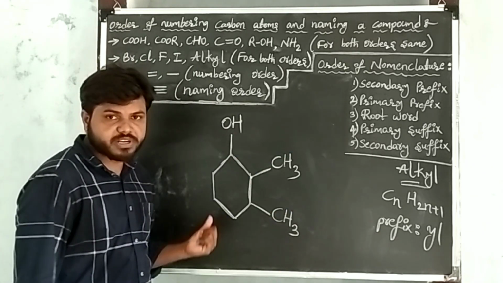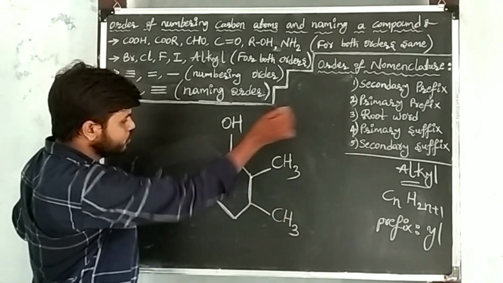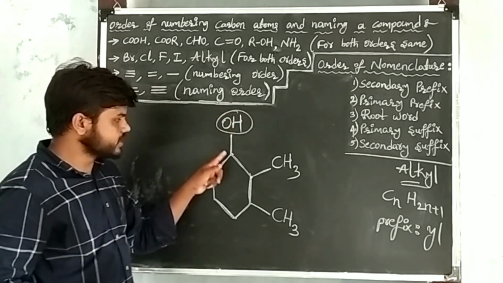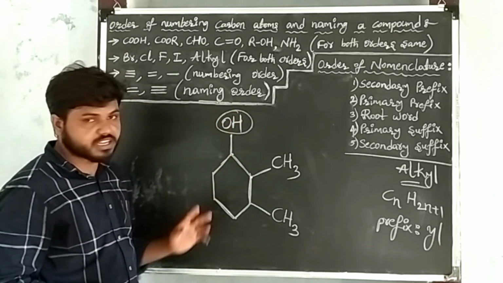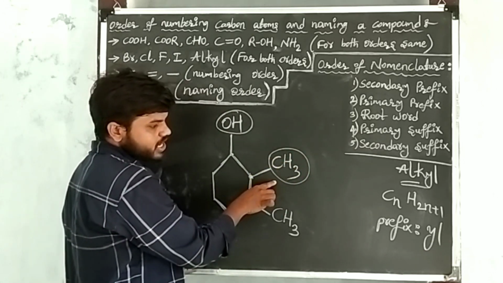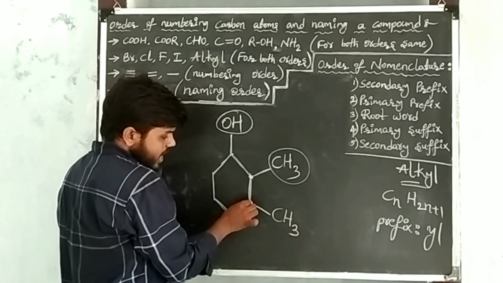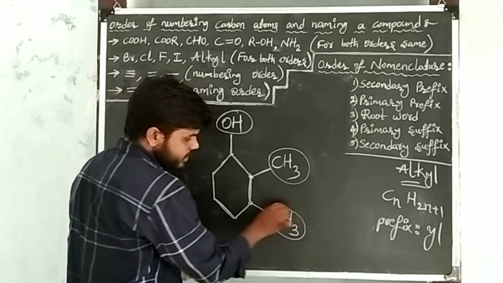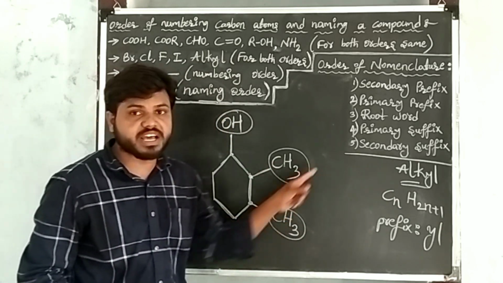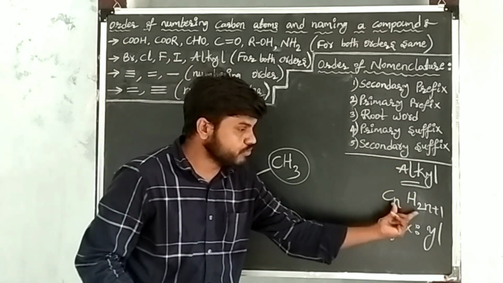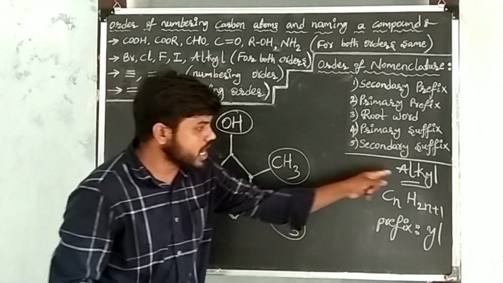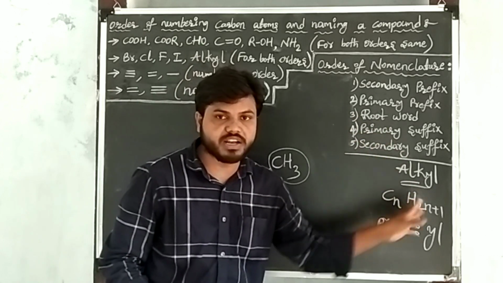This is the given carbon compound. At this carbon, there is one functional group, that is alcohol. At this carbon, there is one substituent, and this substituent belongs to the alkyl group. At this carbon, there is another substituent, which also belongs to the alkyl group. These two substituents belong to the alkyl group. You can check with the formula of the alkyl group.